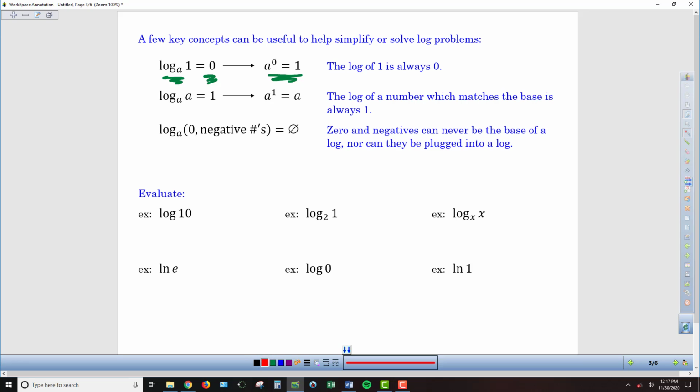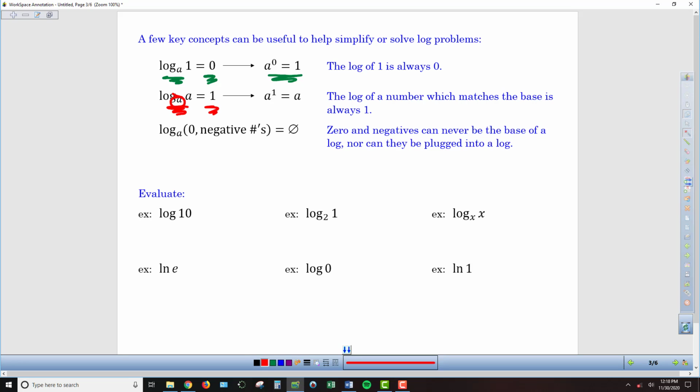A second is if the base of the logarithm and what you're inputting into the logarithm match. So log base a of a, log base 2 of 2, log base 3 of 3, log base 10 of 10. Natural log, remember that's base e, natural log of e always equals 1. And again, if I rewrite this in exponential format, we can clearly see why that's the case.